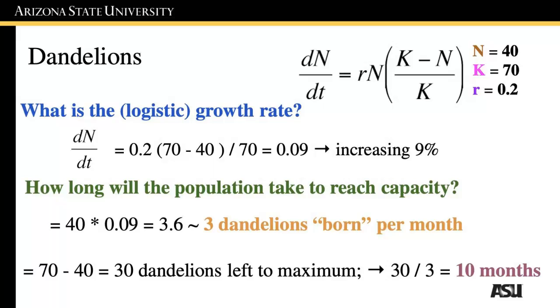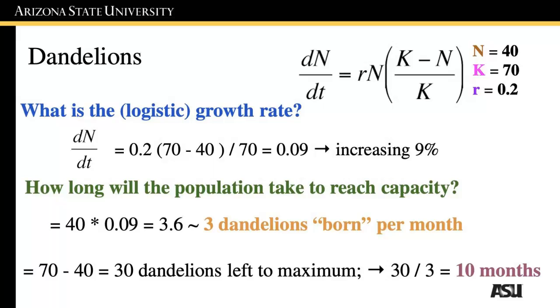So what is the growth rate? When we calculate this, we see that it will be 0.2 as the logistic growth rate times 70 minus 40, which is 30, divided by 70 equals 0.09, or it's increasing by 9% each month.